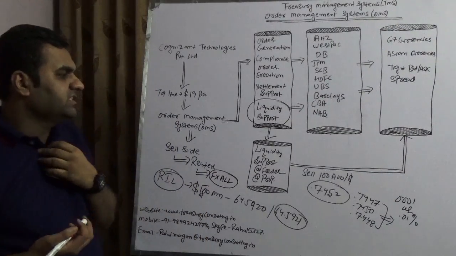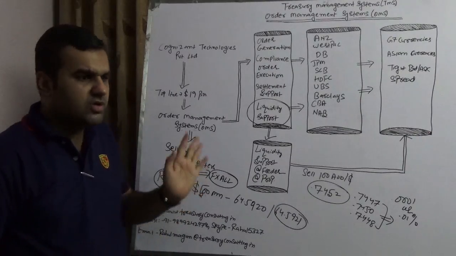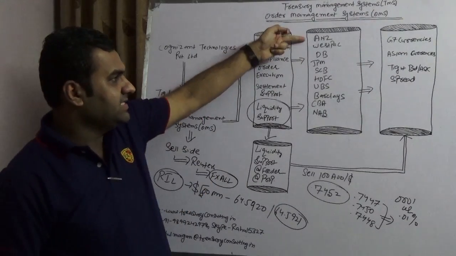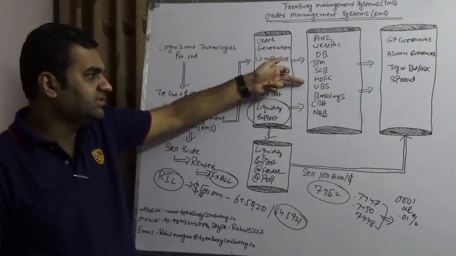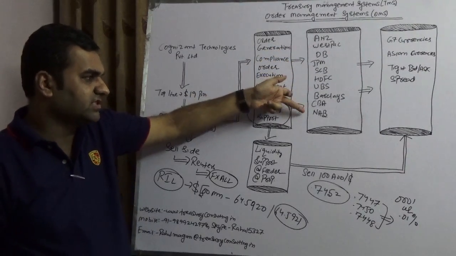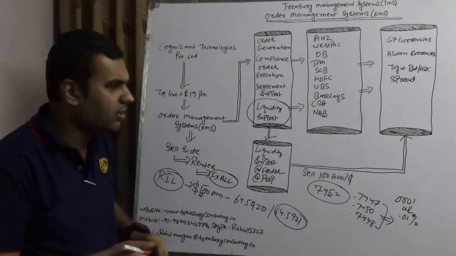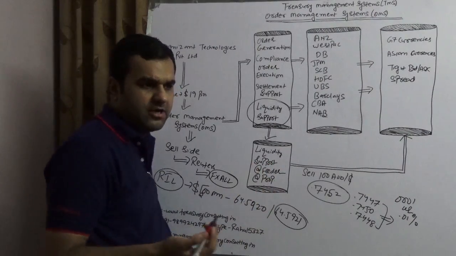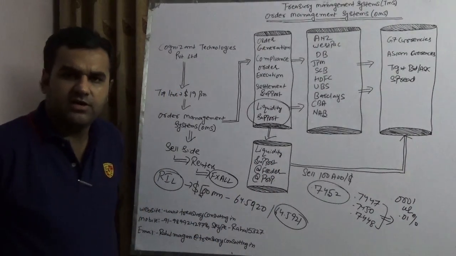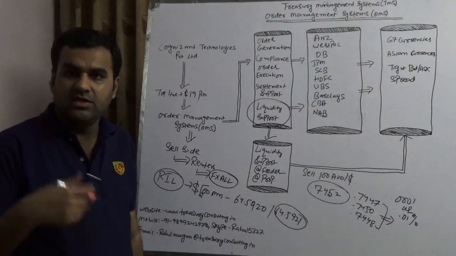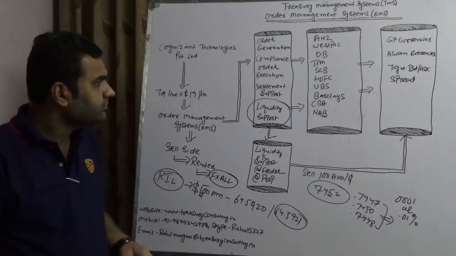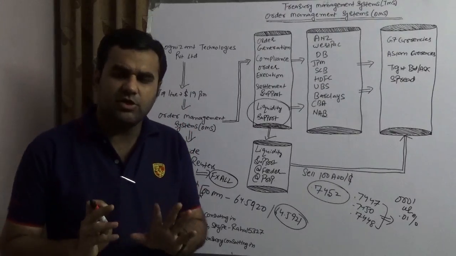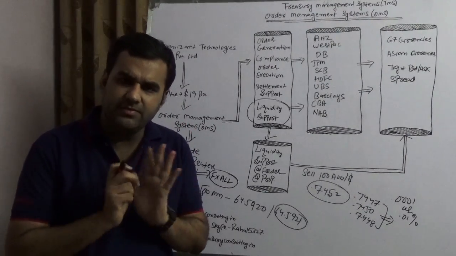Now who are all the brokers? Since the board size is limited, I have taken the key banks like ANZ, Westpac, Deutsche Bank, JP Morgan Chase, Standard Chartered, HSBC, UBS, Barclays, Commonwealth Bank of Australia, National Australia Bank, and the list is very long. You might also take examples like DBS Singapore, State Bank of India, Santander, Bank of New Zealand. The list is pretty long. Once you open the order management system, you will see the names of all the banks.